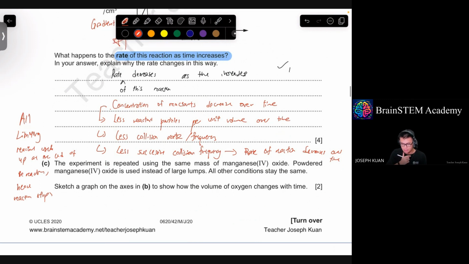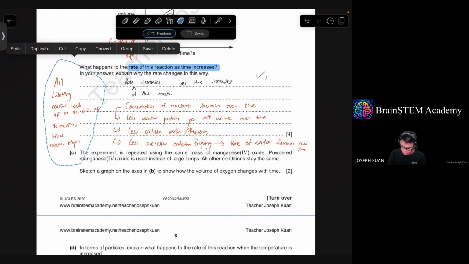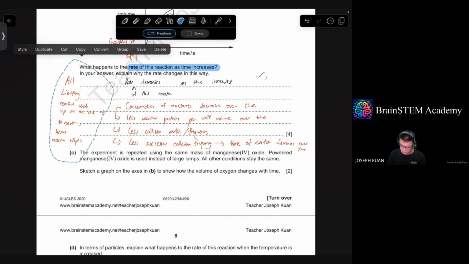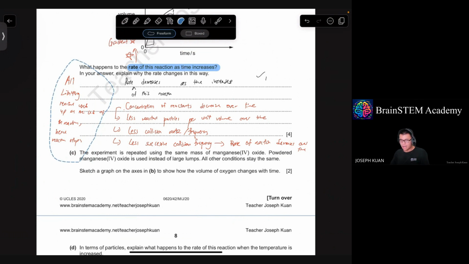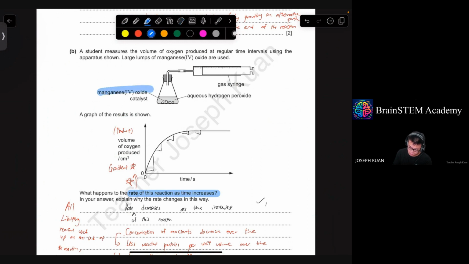All right, next question. The experiment is repeated using the same mass of manganese(IV) oxide. Powdered manganese(IV) oxide is used instead of large lumps. All other conditions stay the same. Sketch a graph on the axis in B to show how the volume of oxygen changes with time. Well, this manganese(IV) oxide is actually just a catalyst. Right? Ultimately, it is not a reactant, which means that you will not form more products.